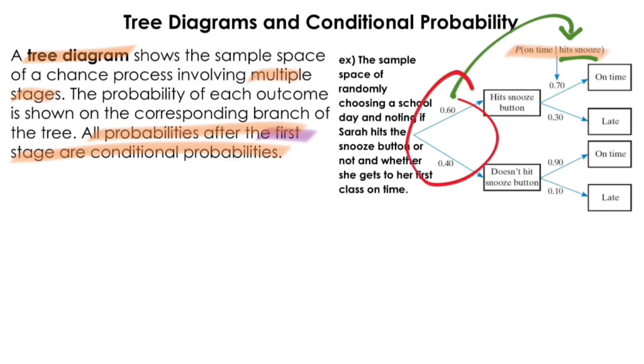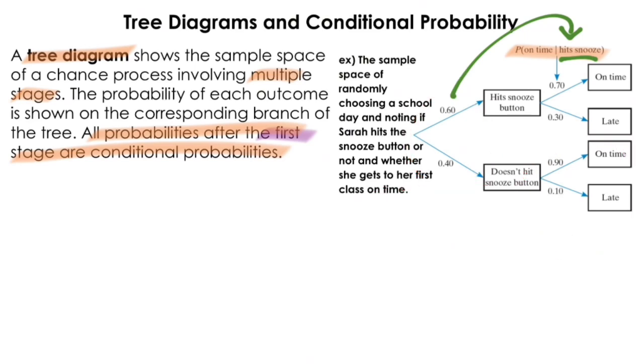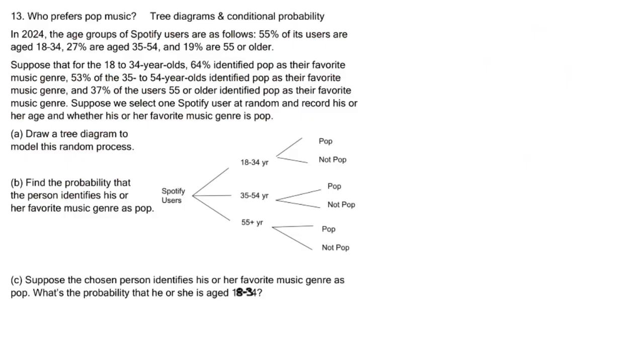Something to just also quickly notice, 0.6 plus 0.4 is going to add up to 1.00. And then on this part of the tree right here, 0.9 plus 0.1 is also 1.00. Each set of branches of the tree diagram is supposed to add up to 1.00 because these are all conditional probabilities after some event happened first. Let's just look at an example of this basic idea.